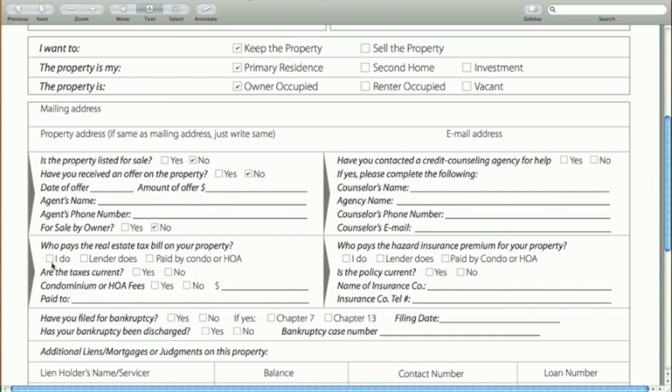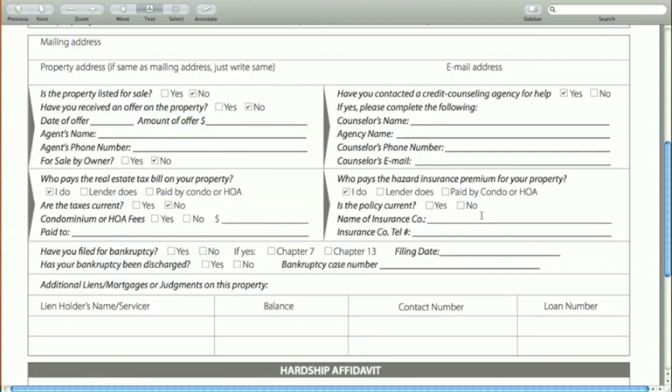Who pays the real estate property taxes on the property? If you do, you click here. If they're current, you just put the information whether they're current or not. I'm just going to put no, because a lot of people who miss their mortgage payments aren't current with their tax payments. Have you contacted a credit agency for help, like HUD or some organization like that? You put that in here. If it's no, you just put NA. If it's yes, you put the agency that you contacted, the counselor's name, and all that information here.